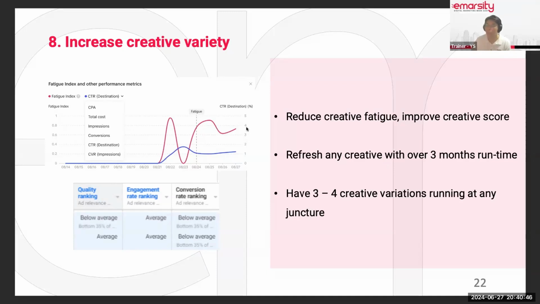What this graph basically shows is when the person sees your ad too many times over a period of time, the performance will drop. When the person has seen the ad too many times already, performance will drop. When the person is not fatigued with your ads and finds it interesting, your engagement will go up.